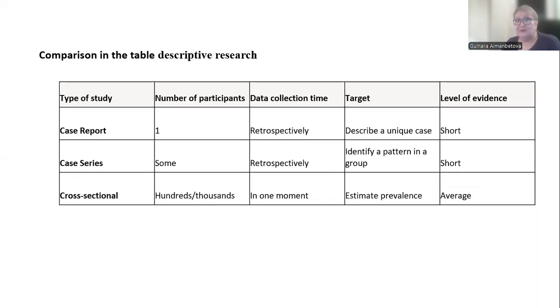You see the comparison table of descriptive research. Number of participants: case report, one; case series, several; cross-sectional, 100 to 1,000.